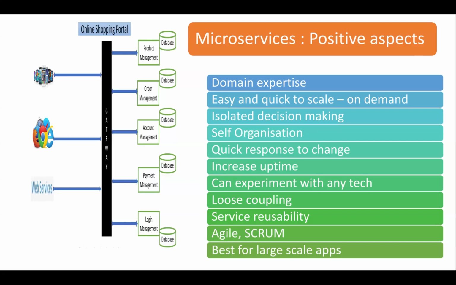Sorry, sir. Repeat again what you told. My point here is, on these positive aspects, except scaling, the remaining points we already discussed in the previous 2 classes. That's what I'm cross-checking with you. Domain expertise, decision making, quick response, increased uptime, experimenting with any technology, loose coupling, service reusability, Scrum, best for large scale apps. These are the points we already discussed as part of monoliths. Except scaling, everything is good. Is that correct, or do you have questions on any separate point? Sir, I'm a little confused about self-organization. Okay.